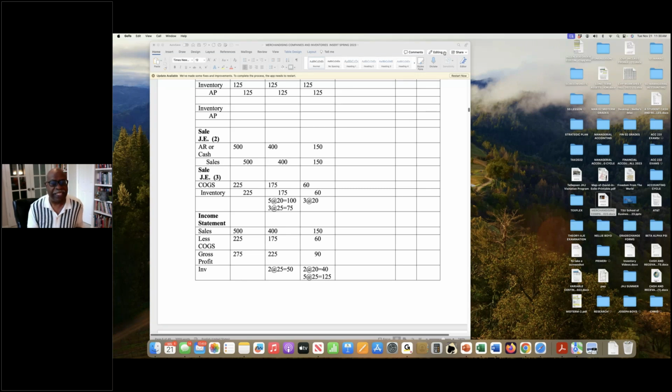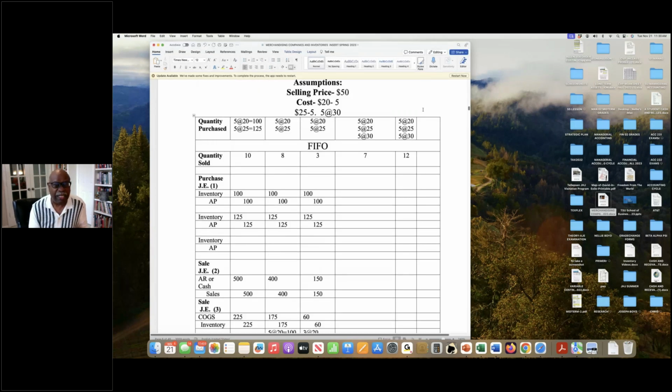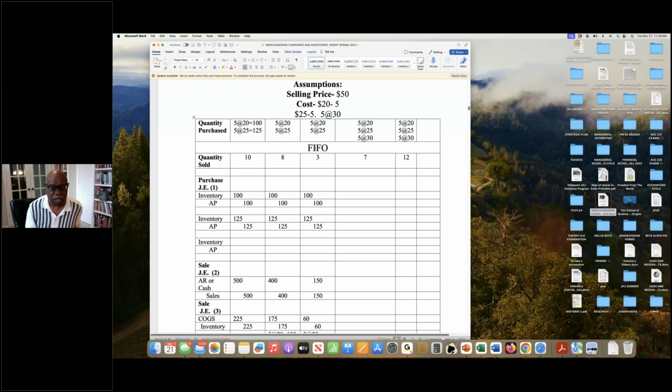Okay, time for you all to work then. I want you all to work on the situation where 3 inventories were bought, 5 at 20, 5 at 25, and 5 at 30. And you sold 7, and you're using the first in, first out convention, so you're selling the oldest ones first. So take about 10 minutes and see if you can get this worked out. You should have it.